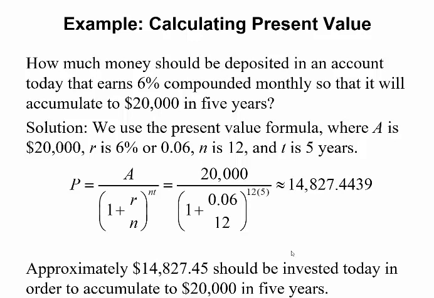So the amount of money you want to have in your account is $20,000. You know you're getting 6% interest. You know that it is compounded monthly, so N is 12. And the number of years you want to have this total money in is 5 years. So you take the amount you want to have, 20,000. You divide it by 1 plus the rate divided by the number of times compounded, which is 12, raised to the number of times compounded N times number of years T.